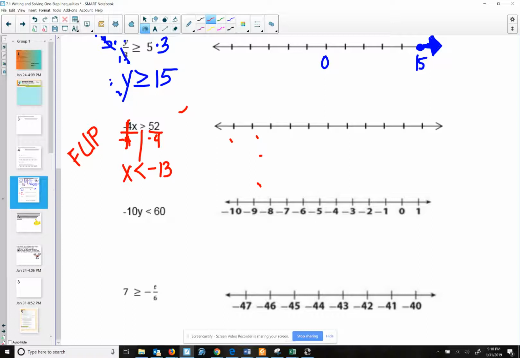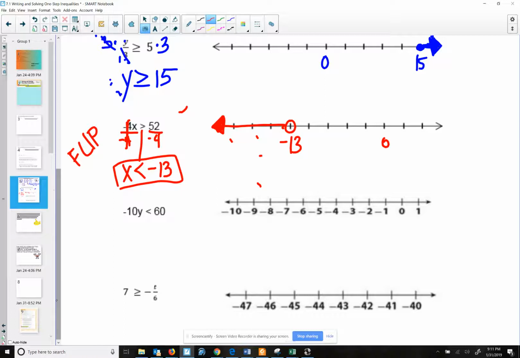Now we just need to graph it. So let's say 0 is up here somewhere. -13 would be down here somewhere. Put your circle there. Because it is just a less than symbol, there's no equal sign under there as well. So leave your circle open. Less than means to the left. So you're going to shade this way, make a big arrowhead, and fill it in to indicate all of those numbers to infinity. Take a look at the next one.